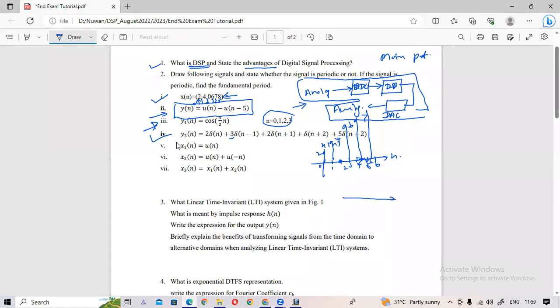The delta n function is like this. n is here. Delta n. Here the value is 0, sample is 1. Okay. The shifted means n minus 1 means it is shifted to this direction. N plus means it is shifting to this direction. Any problem?